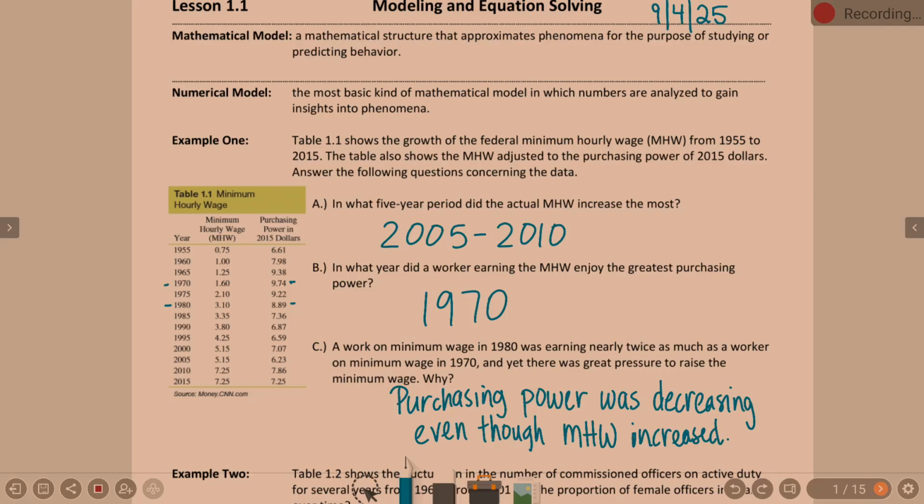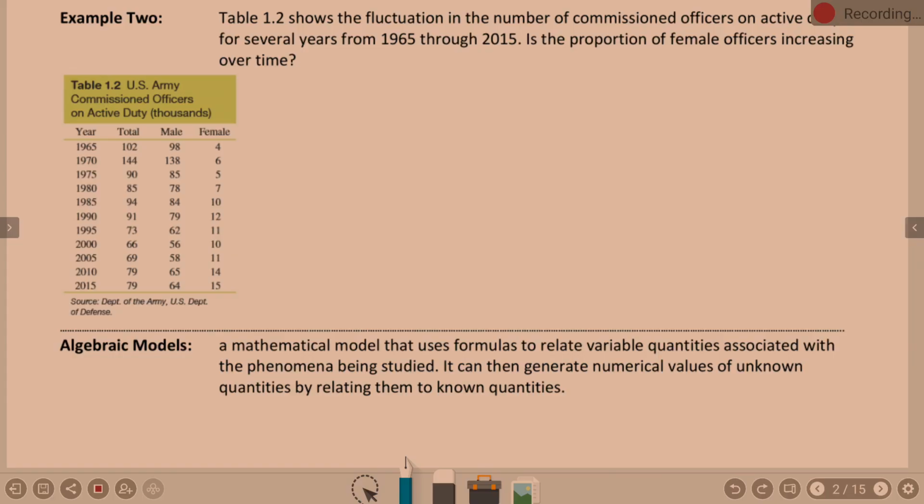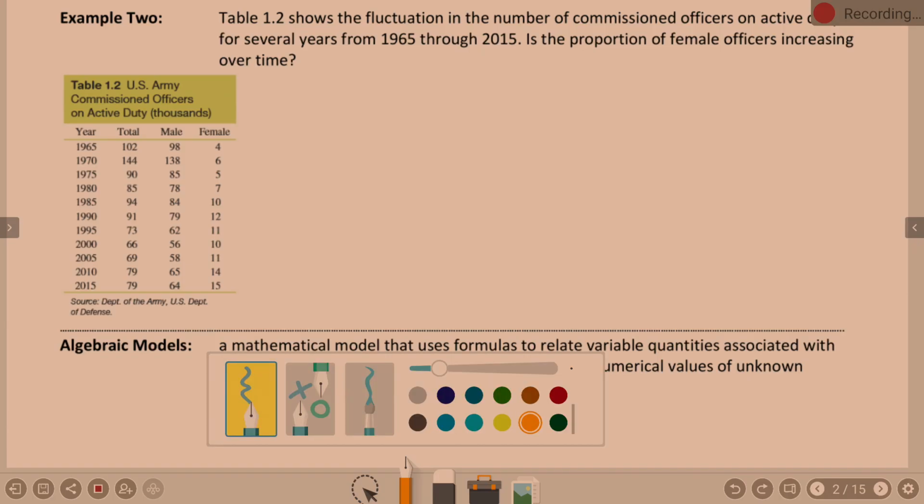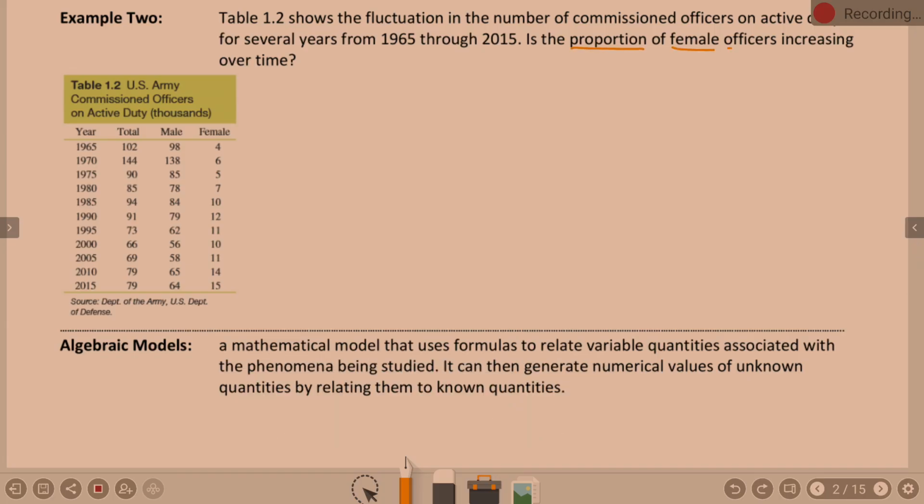Okay. With example 2, we got a new data table. Table 1.2 shows the fluctuation in the number of commissioned officers on active duty for several years from 1965 through 2015. Is the proportion of female officers increasing over time? So look at your question here. Is the proportion of female officers increasing over time?